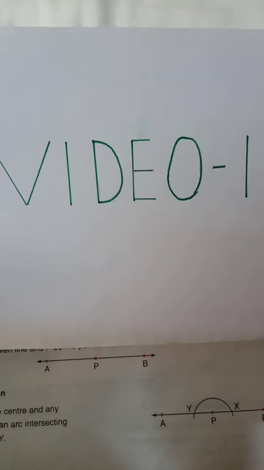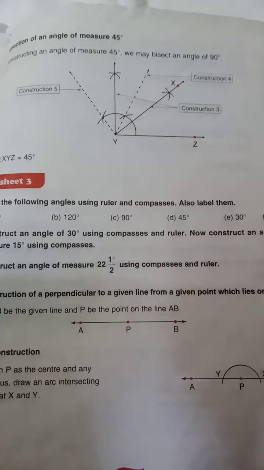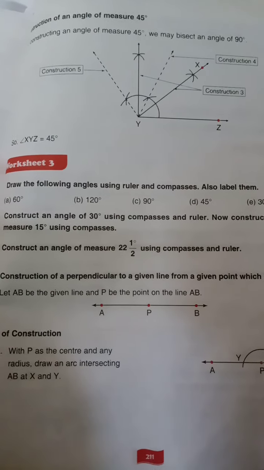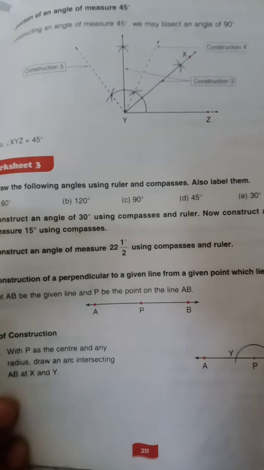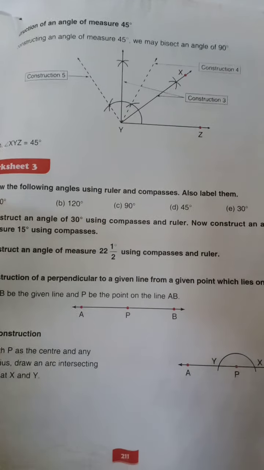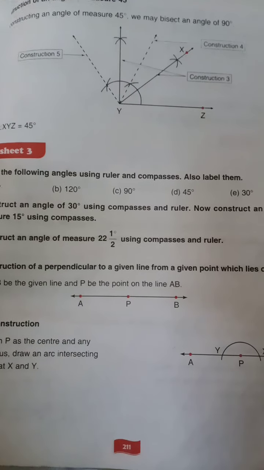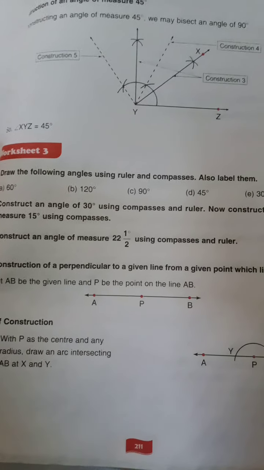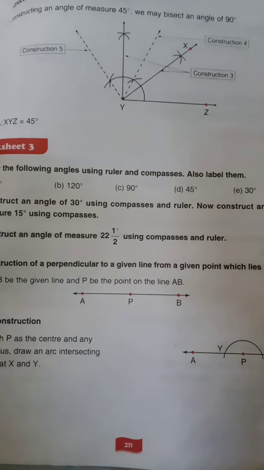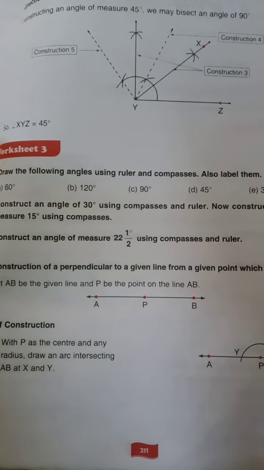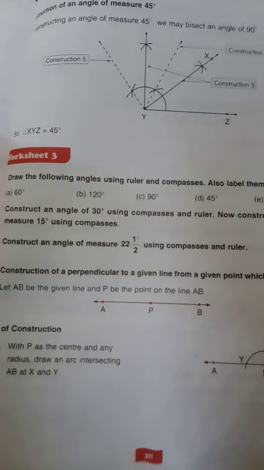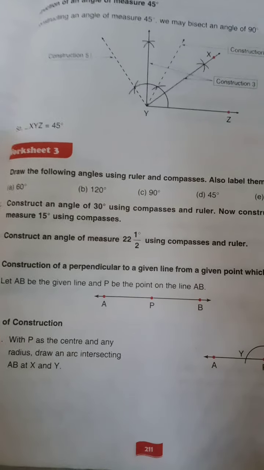Today we will do worksheet 3 of chapter 14. In this worksheet we have to construct some angles with the help of compass. Here we will not use the protractor. And I want to tell you one thing, that only those angles can be constructed with the help of compass whose are the multiple of 15 and they are half.